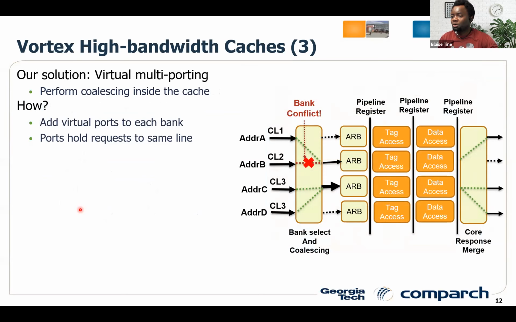So the solution that we took was to implement multi-porting. The idea behind it is to allow requests that are going to the same line to use a separate port to that bank. So if multiple requests hit the same bank and they happen to hit the same cache line, then we use a separate port inside that bank.